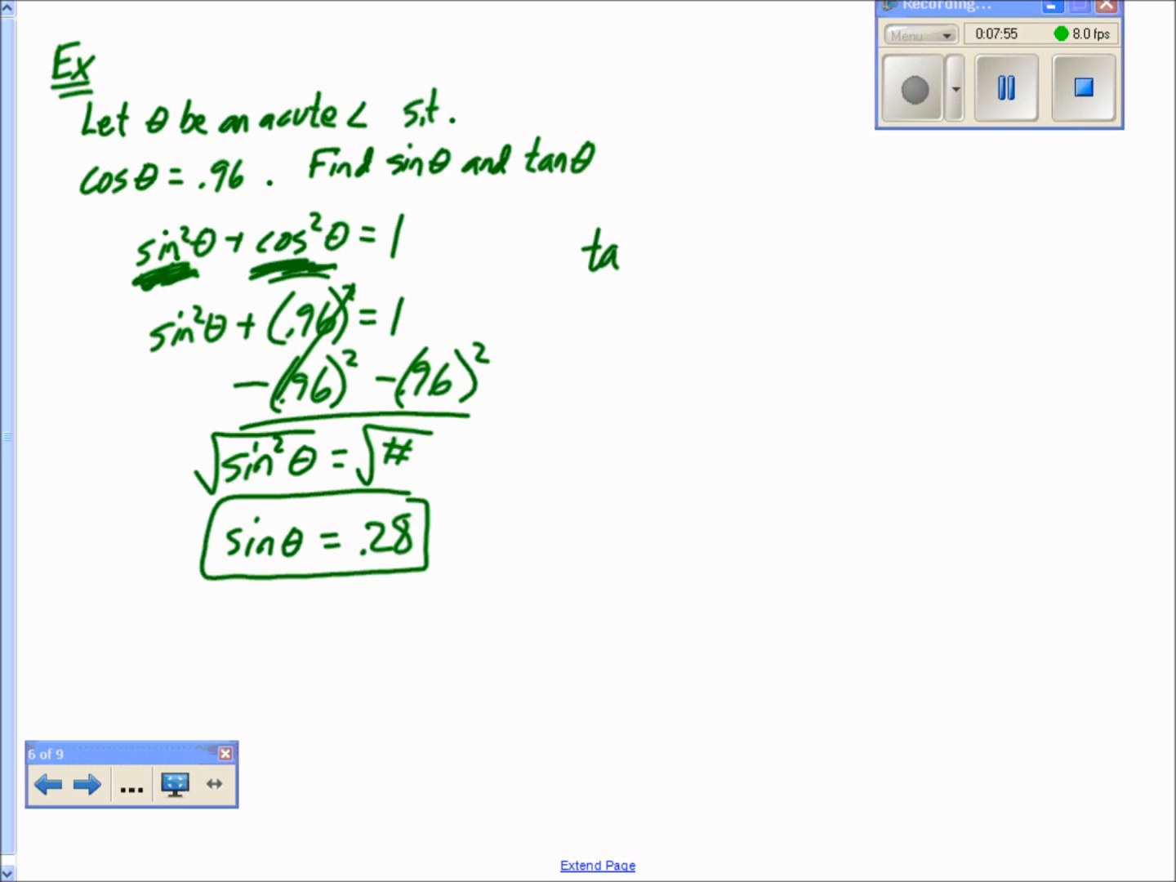And then we say, hey, you know what? Tangent of theta, quotient identity, is sine over cosine, right? So we got sine 0.28 over 0.96. So whatever that is, there's my tangent.